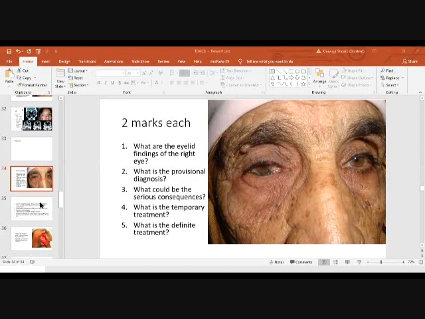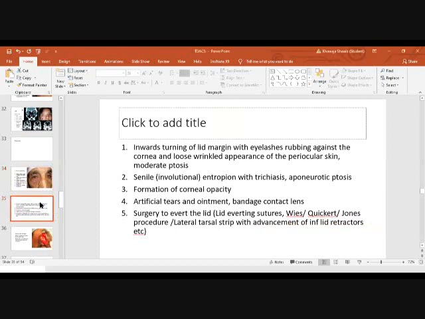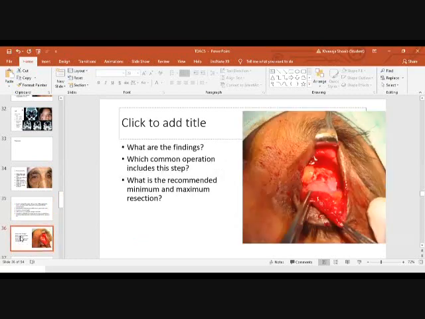Okay, so I will show you. Lateral tarsal strip with advancement of the inferior lid retractors is the best option that I consider. I've done about 200 cases in the last 5 years, and believe me, there is no recurrence. Previously, with lid everting sutures, Weiss, Jones and Quickert, we used to have about a 20 to 30% recurrence rate. So, an excellent contribution from the audience.